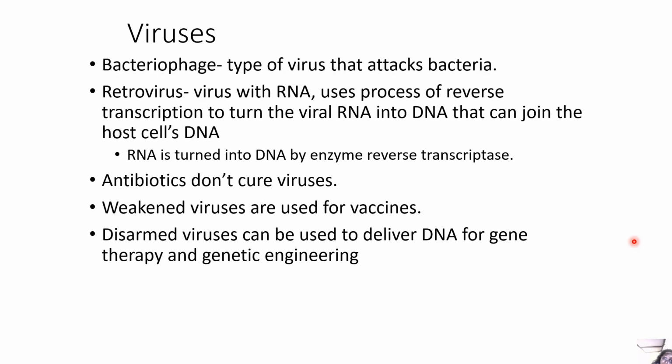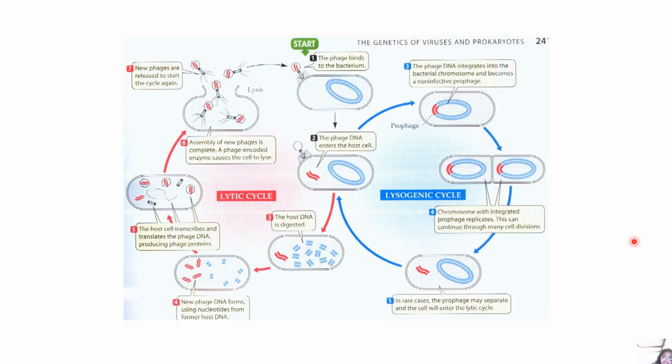A bacteriophage is a virus that attacks bacteria. A virus with RNA uses the process of reverse transcription to turn its RNA into DNA. Antiviral drugs can be used against viruses. Viruses are used for vaccines. Retroviruses can be used to obtain DNA for gene therapy and genetic engineering.